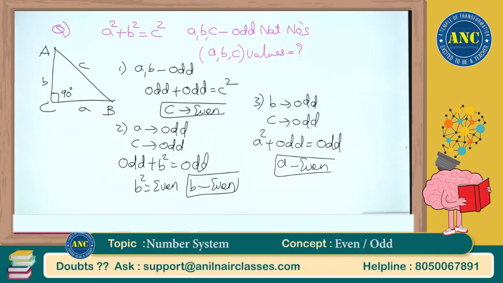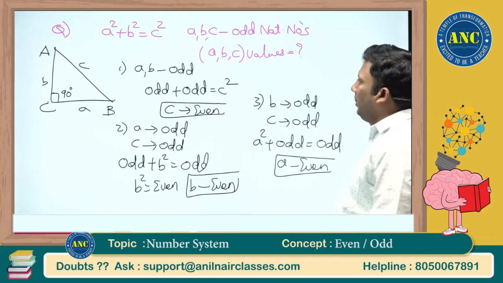Very interesting concept where we are trying to find out the nature of A, B and C. Is the idea clear? I hope everybody, the idea is clear. All the three cannot be odd.